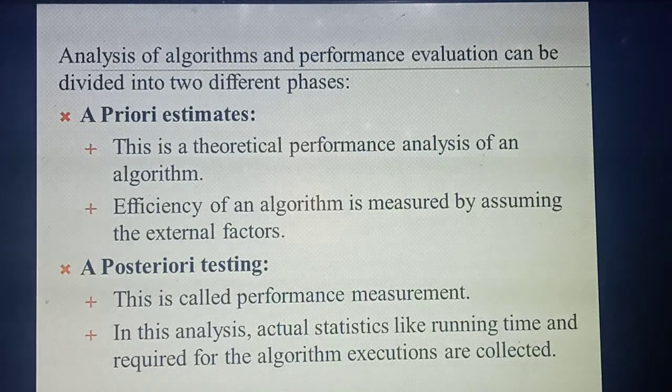Listen. This analysis of an algorithm is divided into two different phases. Analysis of an algorithm is divided into how many phases? Two different phases. What are the two phases? Priori estimates and posteriori estimates.